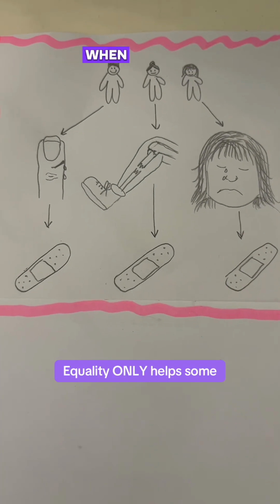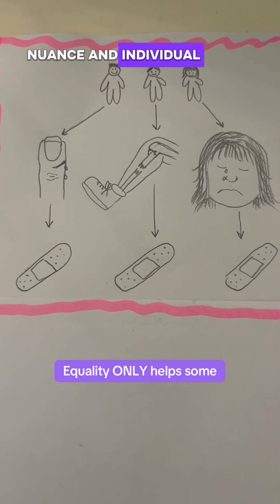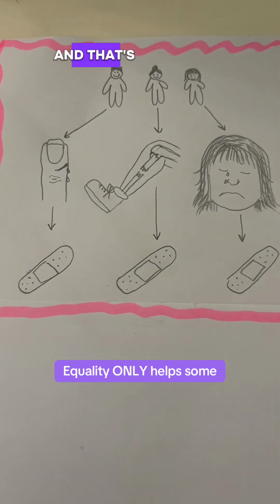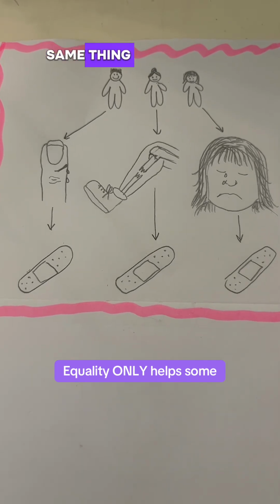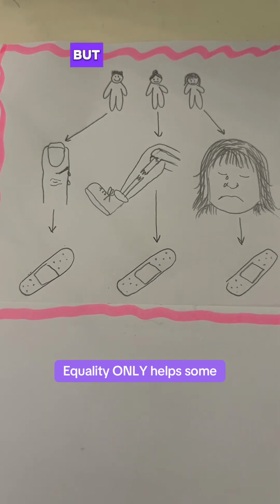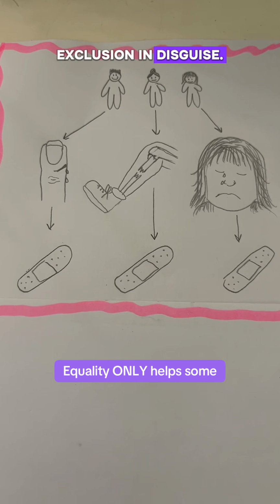And that's what happens when context, nuance, and individual needs aren't considered. And that's what most mainstream businesses do. They deliver the same thing to everyone and call it fair, but it's actually exclusion in disguise.